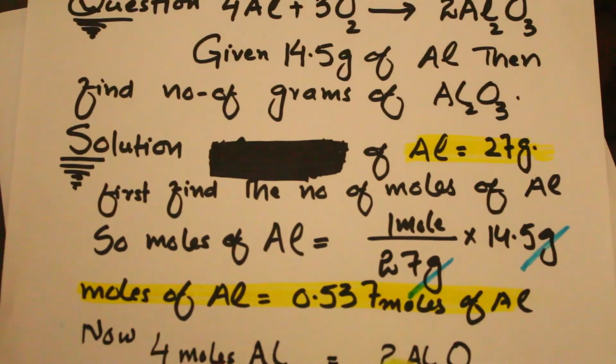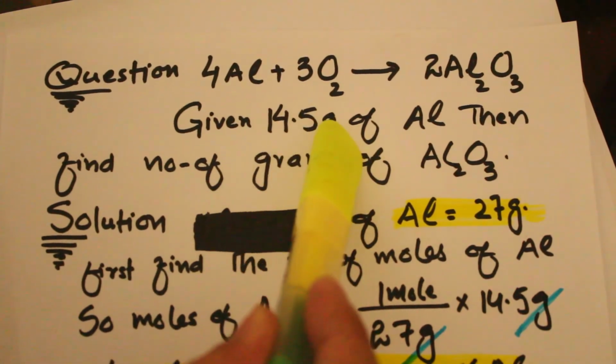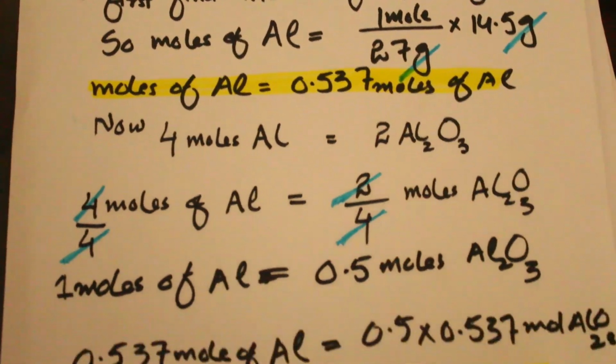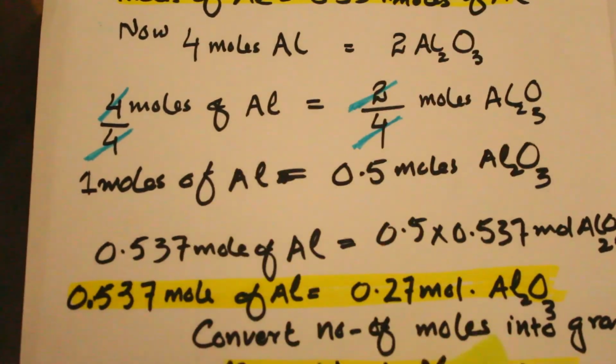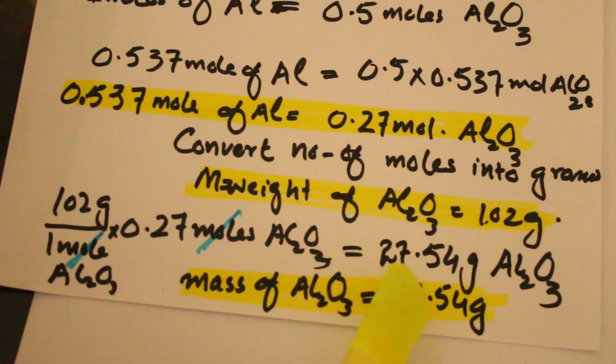So when you react 14.5 grams of aluminum with a particular amount of oxygen, you get 27.54 grams of aluminum oxide.